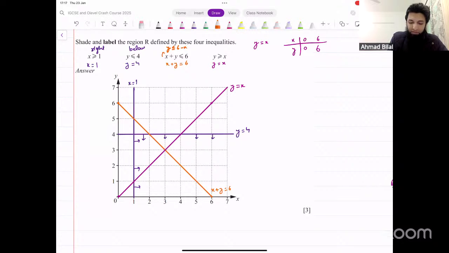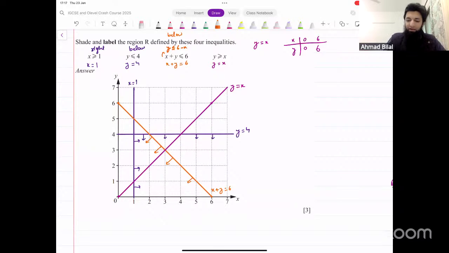What that means is you have to shade the region below this inequality as well, because there's a less than sign. x plus y equal to 6. Which equation is that? That's this equation. Which region do we have to shade in this case? Below this line. So we have to be below this line as well. That's another condition.